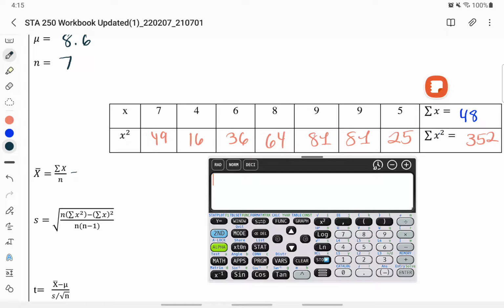So that is going to equal 48 divided by n, which is 7. 48 divided by 7. Let's take one number after the decimal. That will be approximately 6.9.